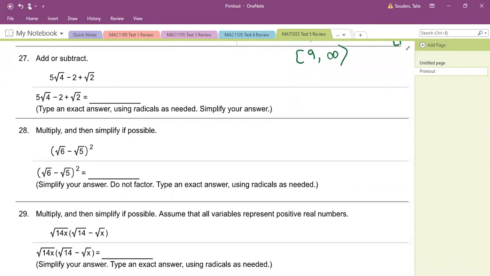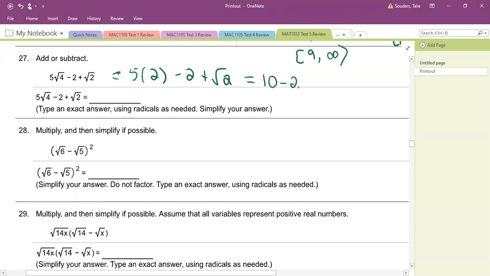What would probably be a good first step in number 27? Finding the square root of 4, which is 2. Very good. So that becomes 5 times 2, minus 2 plus the square root of 2. What is 5 times 2? 10. Good. And then we have 10 minus 2 plus the square root of 2. So what does that give us? 8 plus radical 2. Exactly.